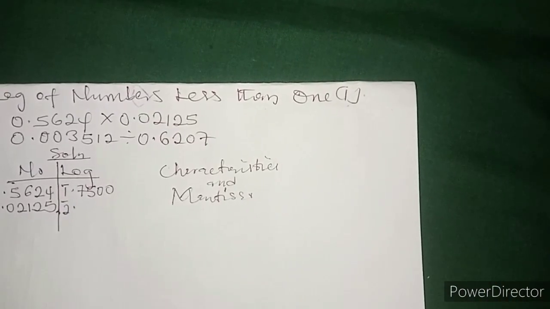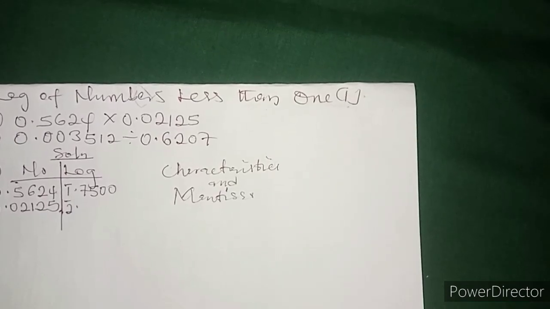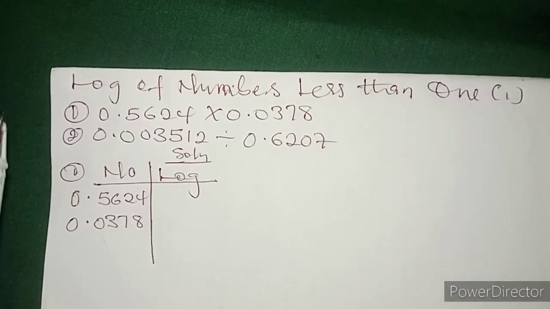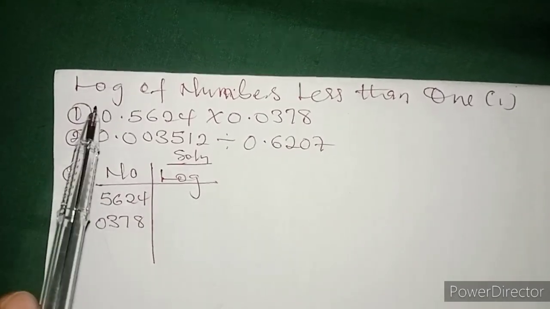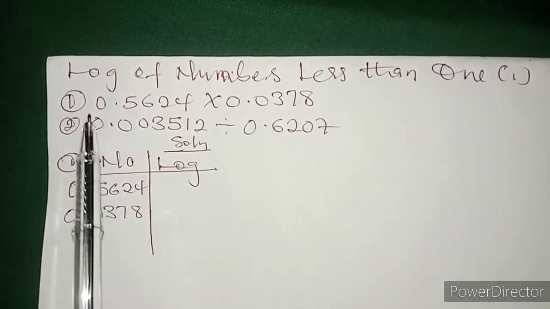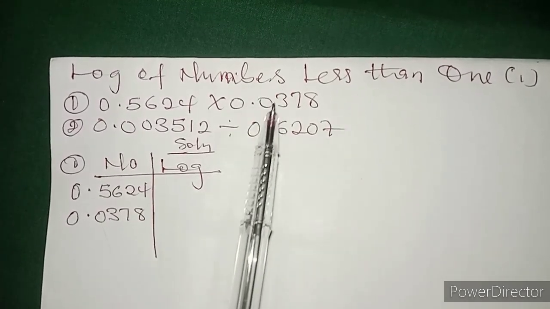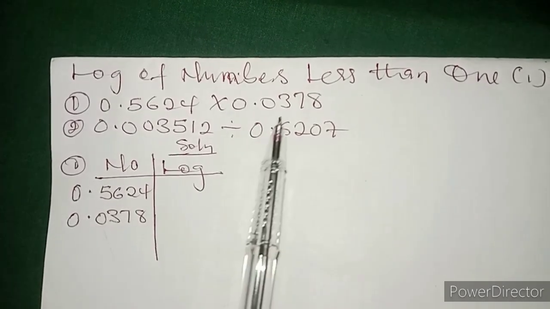It's 1. Are we taking that value? Okay, let's use 0.0378. So take note, we are looking at log of numbers less than 1. If you look at this, 0.5624 is less than 1, 0.0378 is less than 1, 0.003512 is less than 1.